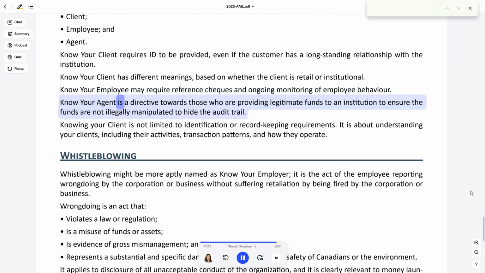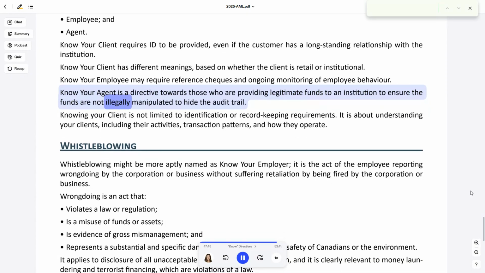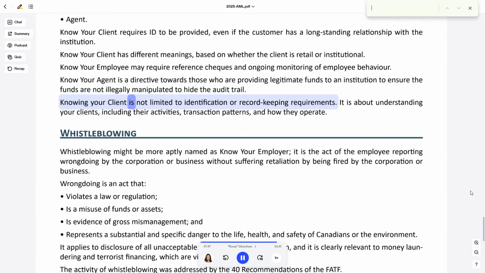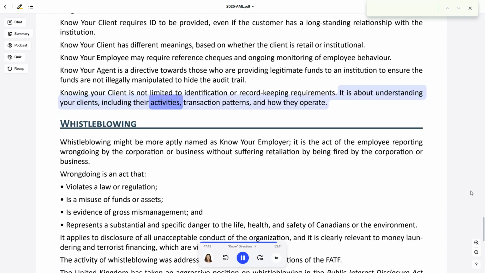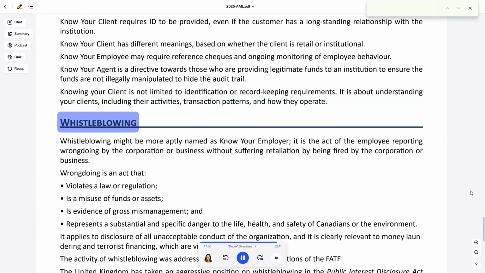Know your agent is a directive towards those who are providing legitimate funds to an institution to ensure the funds are not illegally manipulated to hide the audit trail. Knowing your client is not limited to identification or record-keeping requirements. It is about understanding your clients, including their activities, transaction patterns, and how they operate.